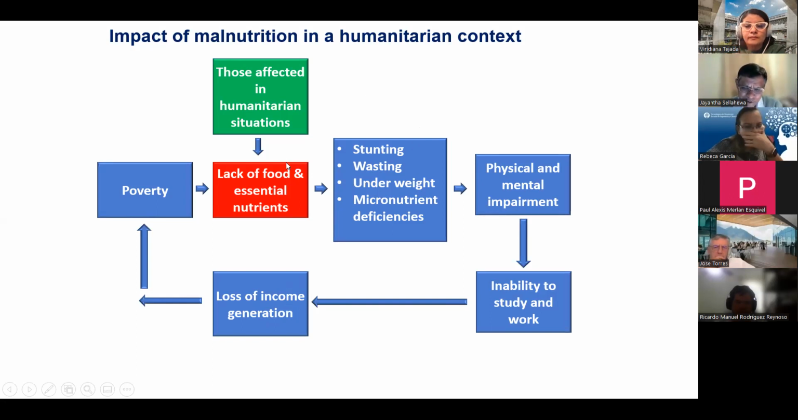So it is very important. The point I would like to stress is if there is a humanitarian situation that could lead to food insecurity, it's very important to address the problem quickly before, and provide them with the right food before malnutrition sets in.